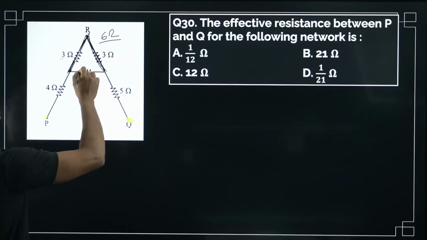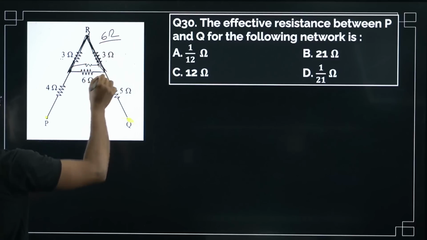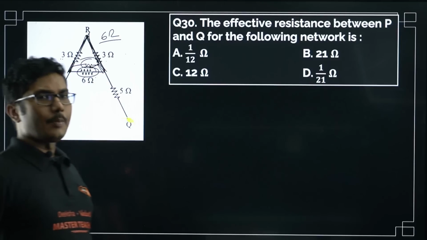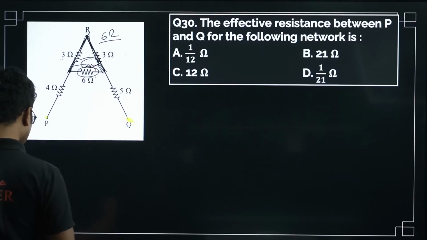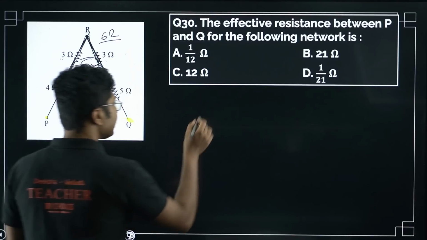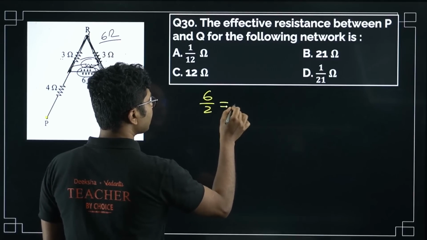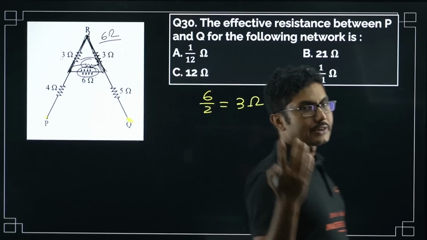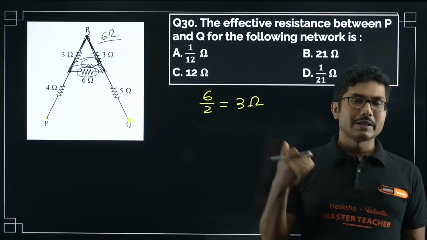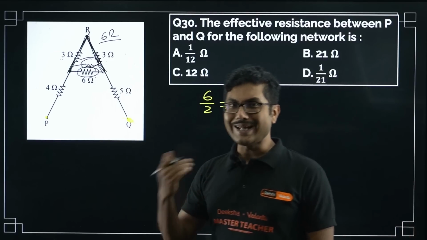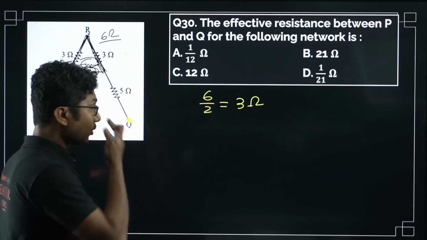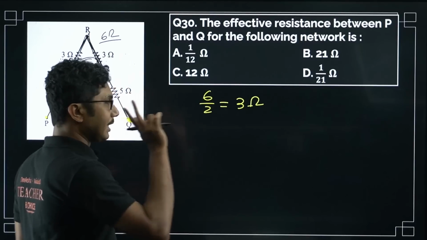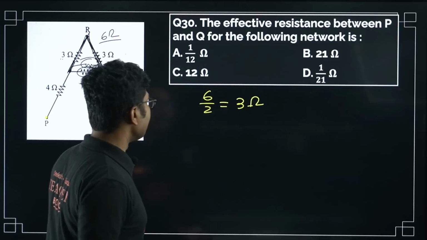Now this 6 ohm and this other 6 ohm are connected in parallel. When two 6 ohms are connected in parallel, what is the equivalent resistance? Equivalent resistance is 3 ohm. If two or more equal resistances are connected in parallel, the equivalent resistance is R by N, the value of one resistance divided by the total number of resistances. Here it is only 2, so R by 2 equals 3 ohm.